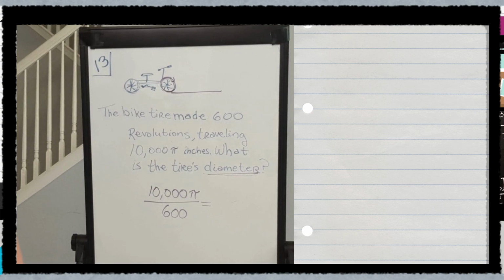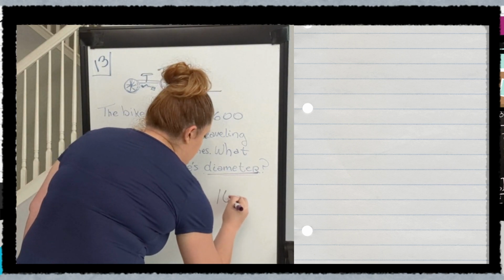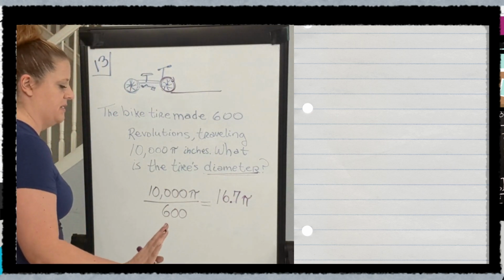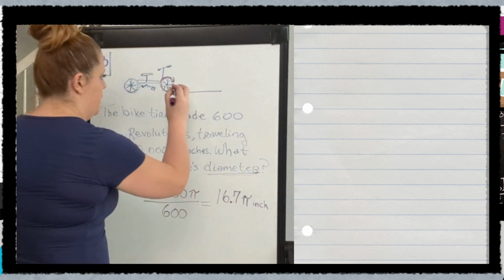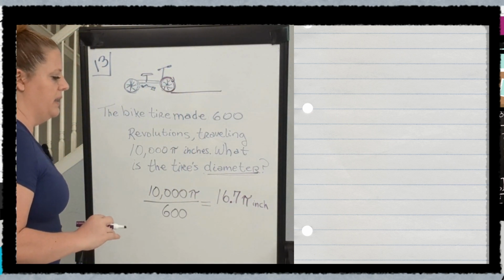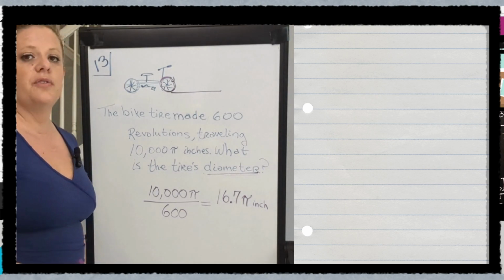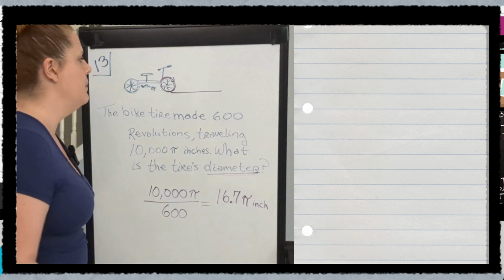All right, 10,000 divided by 600 gives us 16.7 pi. Don't forget that pi is still there. Inches. That is our circumference of the bike. So now I can set that equal to our circumference equation and solve it for the radius, which we can convert back to the diameter.